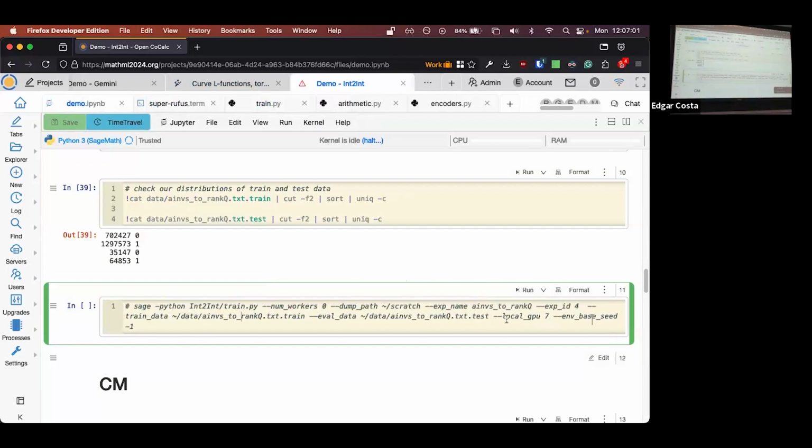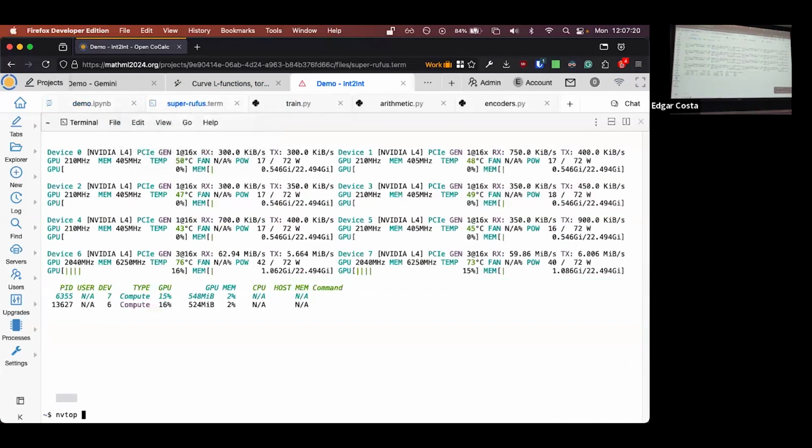Okay, so also, again, I said I added this parameter, local GPU 7. You'll be able to... Is it possible to run on more than one GPU? It is, but okay, so I'll answer your question in 5 seconds.